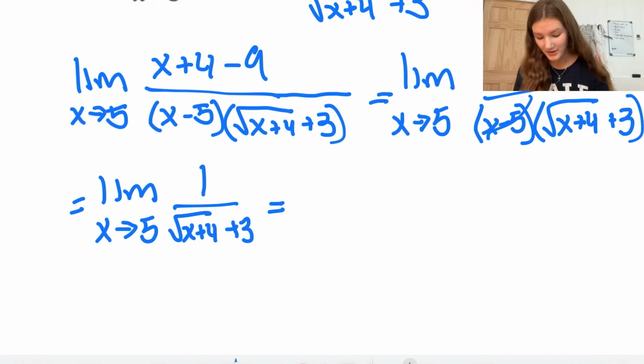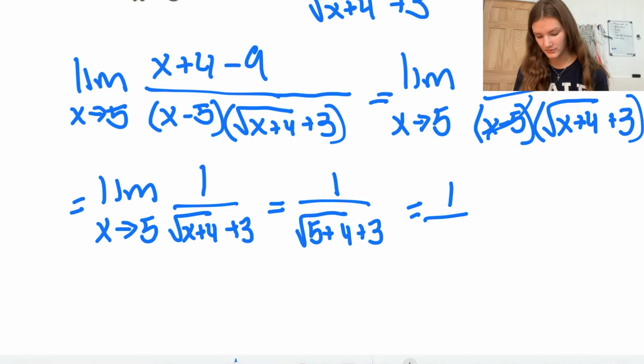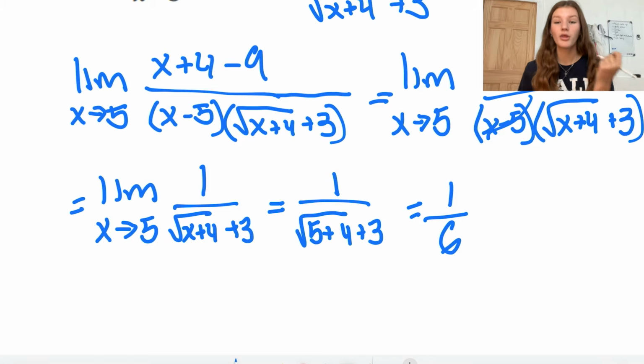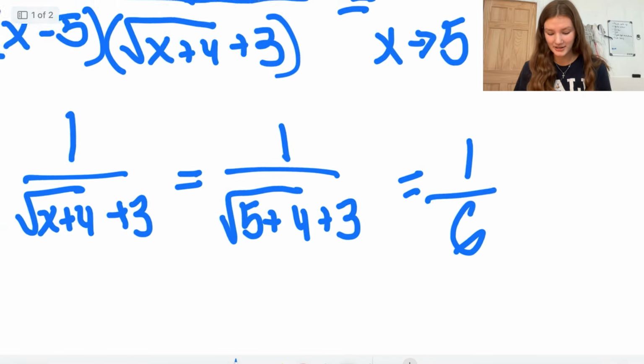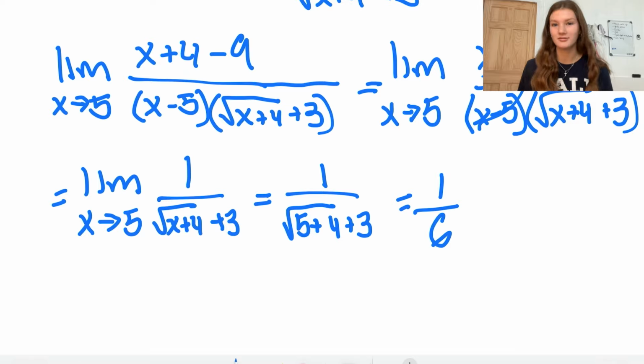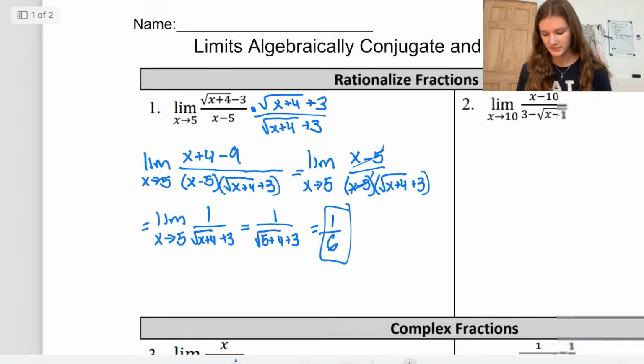Wow. Okay, now we can finally plug in. So we have 1 over square root of 5 plus 4 plus 3, equal 1 over, what's the square root of 9, guys? 3. 3 plus 3, 6. Okay, boom. We know that that's the answer. You see what I did here? I stopped writing the limit here because we plugged in. Okay, so this is the answer. Moving on.